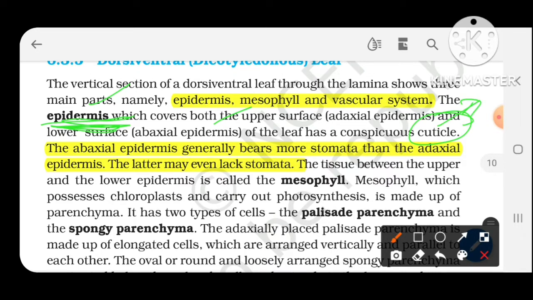Now the leaf has two surfaces, upper surface as well as lower surface. The upper surface of the leaf is also known as adaxial epidermis, and the lower surface is also known as abaxial epidermis. Now, the abaxial epidermis generally bears more stomata than adaxial epidermis. The latter may even lack stomata.